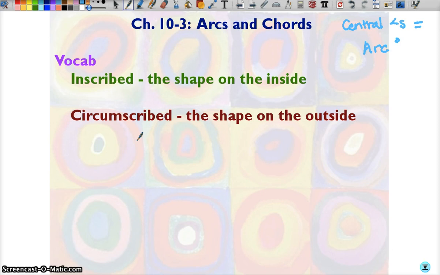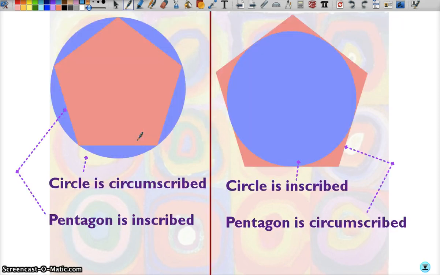Okay, so if we move on to the next portion, you will see two different figures here. So we have a pentagon and inside a circle. So in this figure over here, in figure 1, we have the pentagon is inscribed. So see this one because it's inside the other shape where the circle is circumscribed.